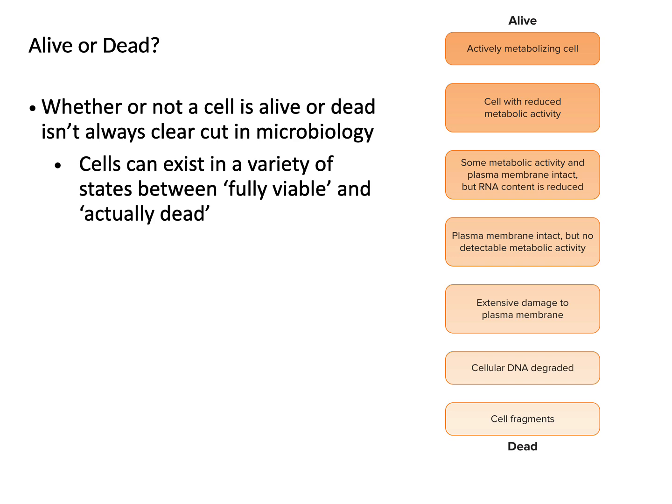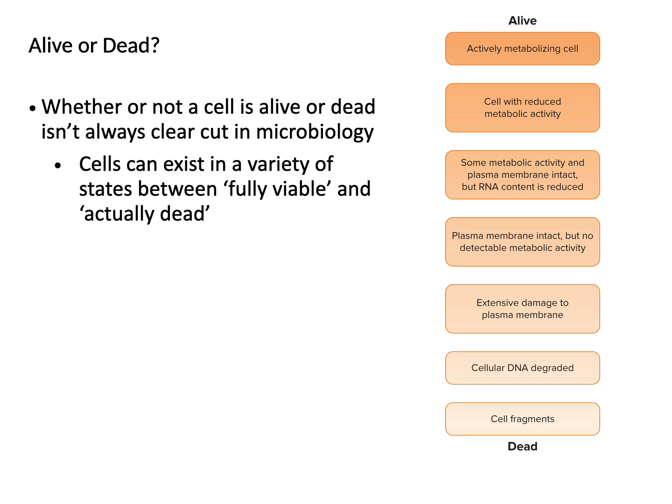And then going kind of deteriorating from that, we could see changes where the plasma membrane is actually damaged. We can actually have the DNA degraded because again, it's slowing its metabolism down, and then eventually cell fragments and death.